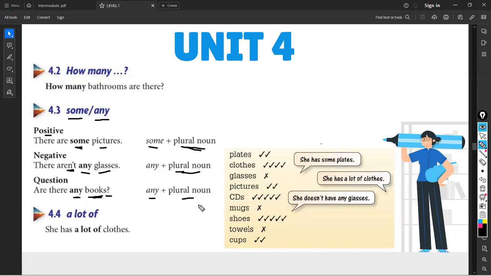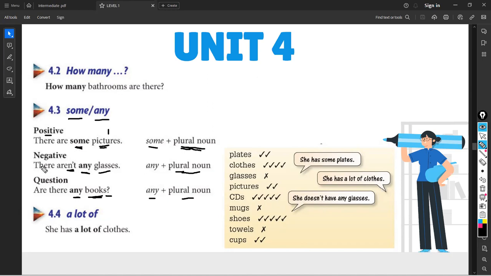I reached the point that some is for positive and any for negative words. Let me try to read the two examples again. Notice I said sooner, there are some pictures. Notice that pictures is plural. And because the sentence is positive, I mean I have no not. 90% of the negative words in English have not. Now I have to use some.